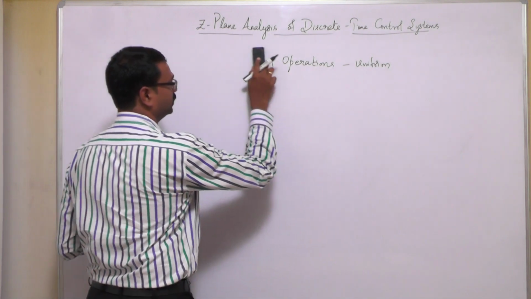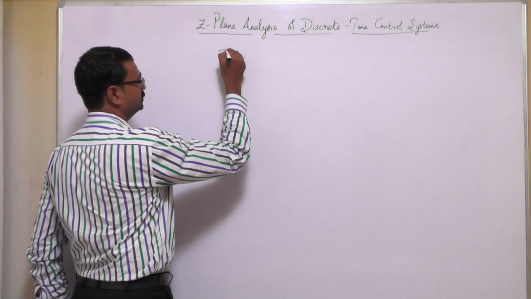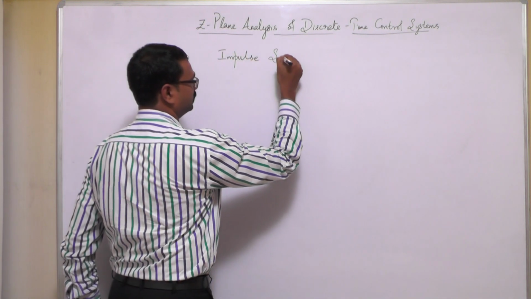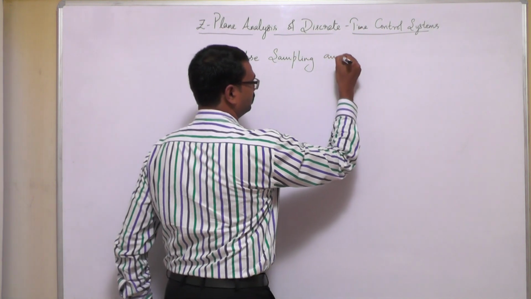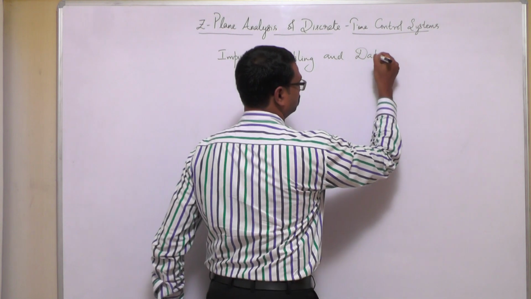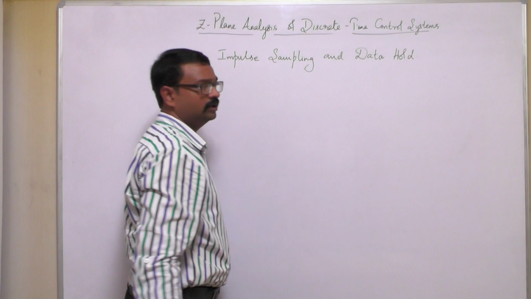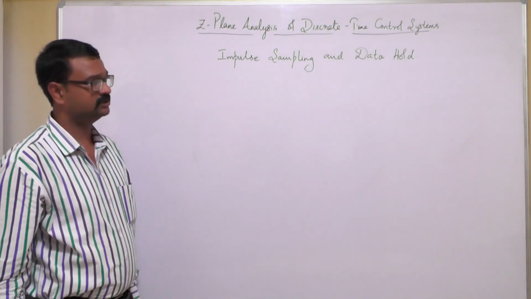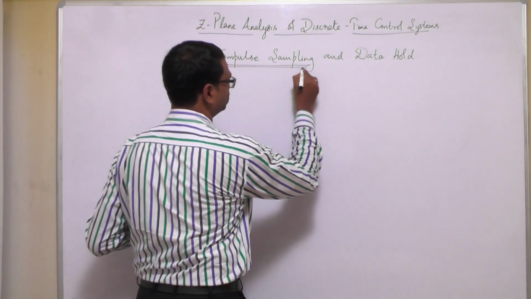For this, we are going to understand impulse sampling and data hold. Impulse sampling and data hold holds prime importance in dealing with Z transforms. Right. So we'll try and understand what impulse sampling is here.